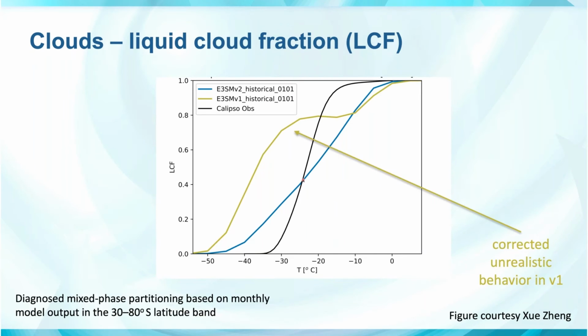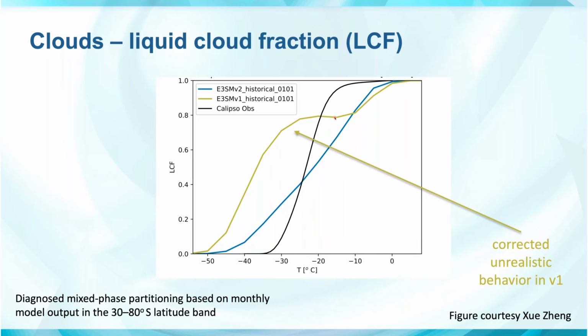But we didn't just focus on improving the clouds from a radiation point of view. We also focused on trying to improve them at the process level. And here's an example of some of those improvements. In V1, we had a rather unrealistic behavior when you look at the liquid cloud fraction as a function of temperature. This is over the southern latitude band, 30 to 80 degrees. We had that rather unrealistic feature of a shoulder here, where over a fairly wide range of temperature, the liquid cloud fraction stayed the same.